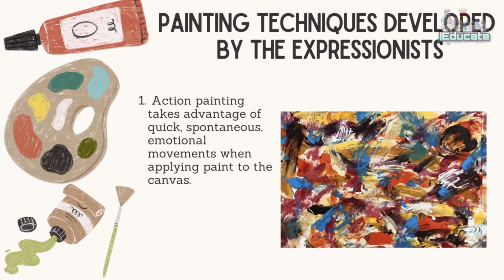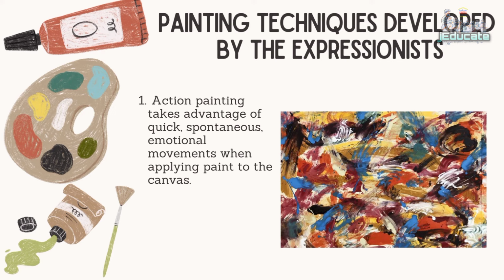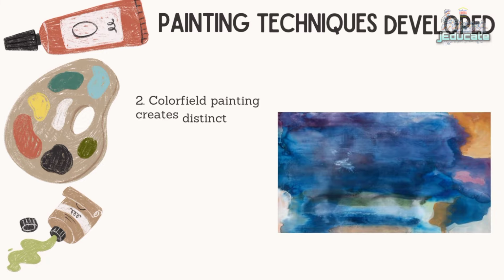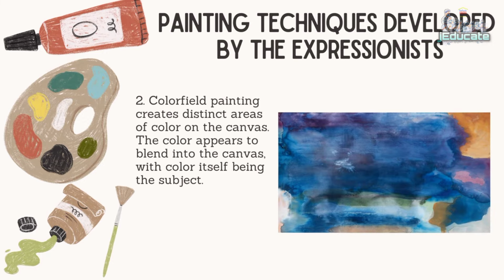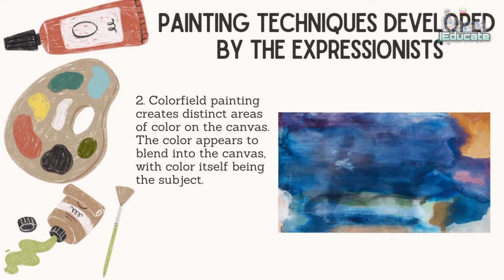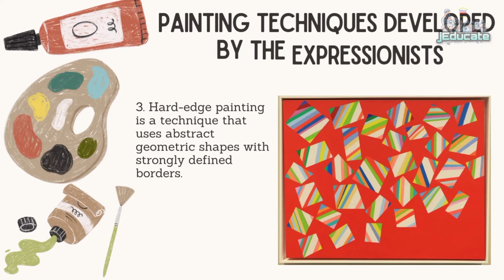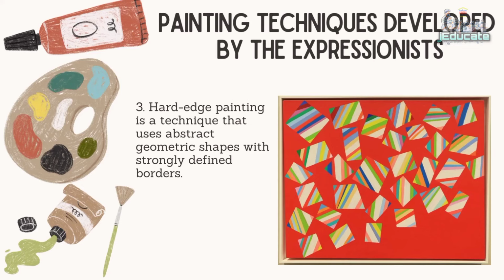Painting techniques developed by the Impressionists. 1. Action painting takes advantage of quick, spontaneous, emotional movements when applying paint to the canvas. 2. Color-filled painting creates distinct areas of color on the canvas. The color appears to blend into the canvas, with color itself being the subject. 3. Hard-edge painting is a technique that uses abstract geometric shapes with strongly defined borders.